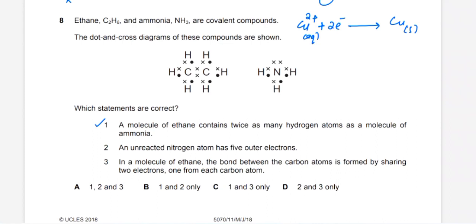An unreacted nitrogen atom has 5 outer electrons. Yes, when we have nitrogen which has not reacted, it has 2 and 5. Outermost it has 5 electrons. Okay. In a molecule of ethane, the bond between the carbon atoms is formed by the sharing of two electrons, one from each carbon. Yes, each carbon is sharing one electron. In this way, overall two electrons are shared. Because it is an alkane, ethane, only one single bond is formed. So this is also correct. So option A is correct. Okay, 1, 2, and 3, all these statements are correct.